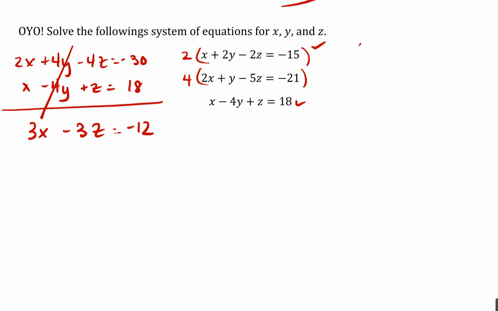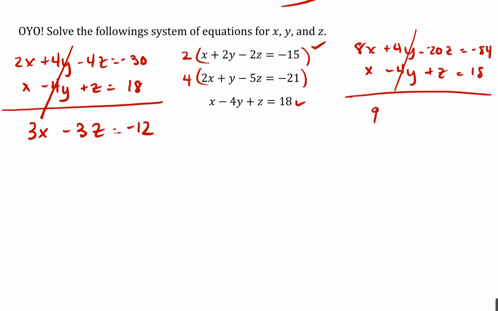I now need to use the middle equation, so 8x plus 4y minus 20z equals negative 84. I'm going to add that to the last equation, and I can add it all up. So I have 9x minus 19z equals whatever that is, so negative 84 plus 18. So that's negative 66. That didn't look like a 9. I want to change that.